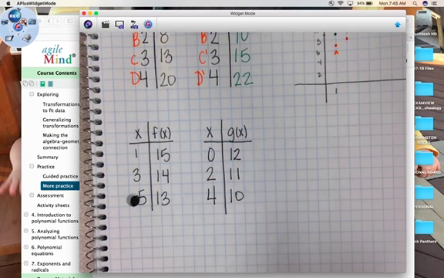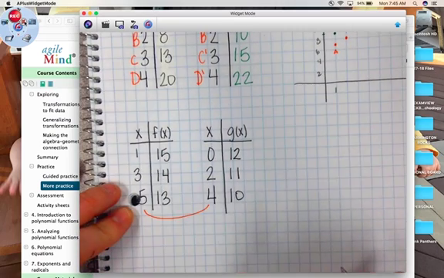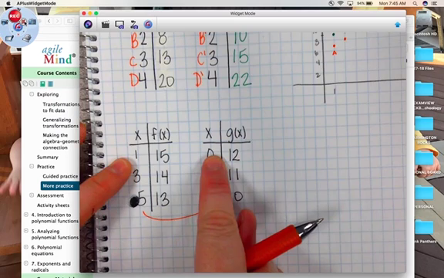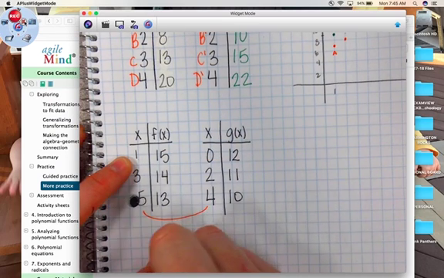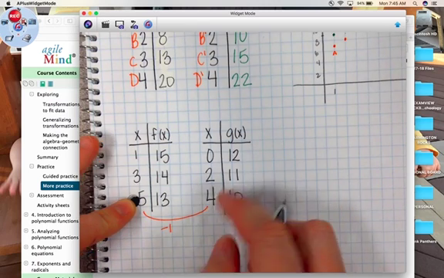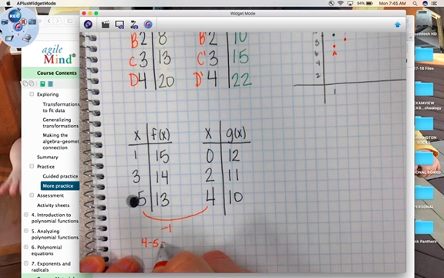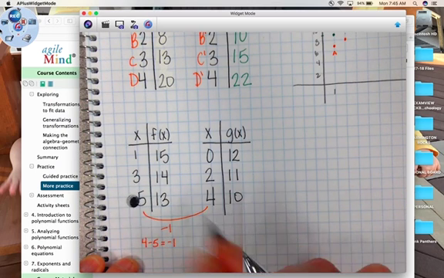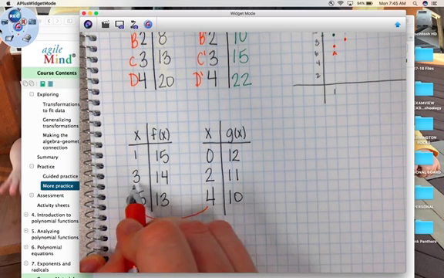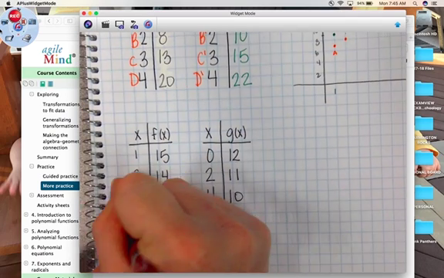So if you look at those values, you need to find out how much the x changed first. So if you look from 1 to 0, it went down 1. From 3 to 2 went down 1. From 5 to 4 went down 1. You could also take 4 and subtract 5. So 4 minus 5 is -1. You always want to take the second and subtract the first. 2 minus 3 is -1. So the x values went down 1.